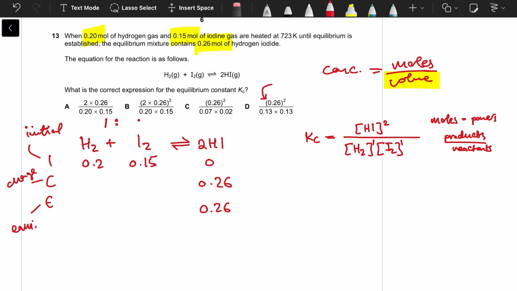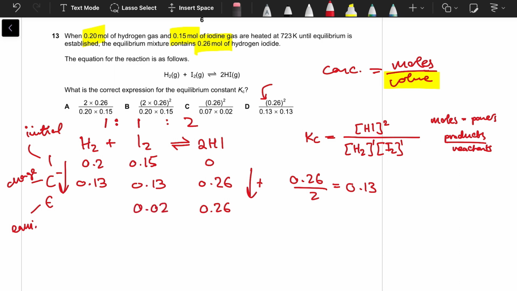Now the molar ratios are 1 to 1 to 2. So the change for iodine and hydrogen will be half of that. 0.26 divided by 2 is 0.13. Change is 0.13 and 0.13. There was an increase in the number of products, so there must have been a decrease in the number of reactants. So 0.15 minus 0.13 is 0.02, and 0.2 minus 0.13 is 0.07. Then when we plug these into our Kc, we end up with option C.